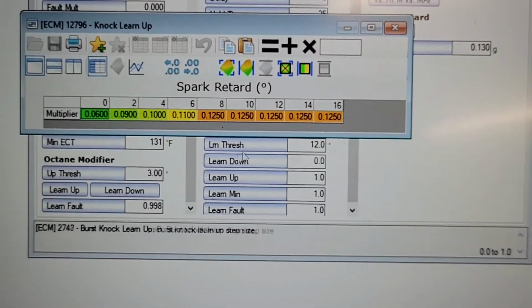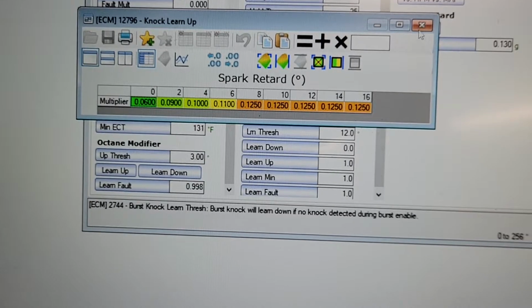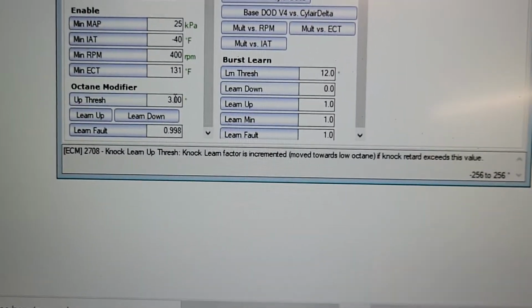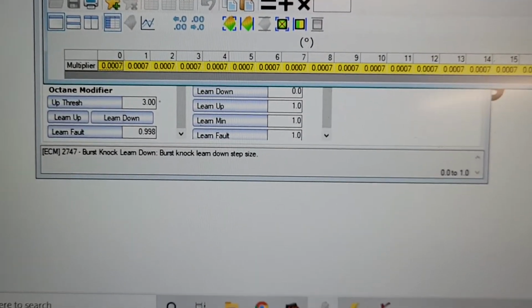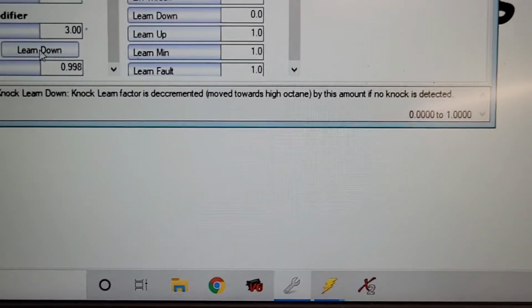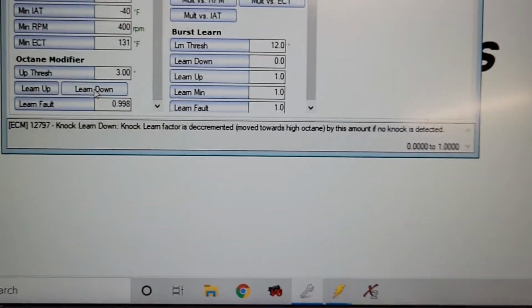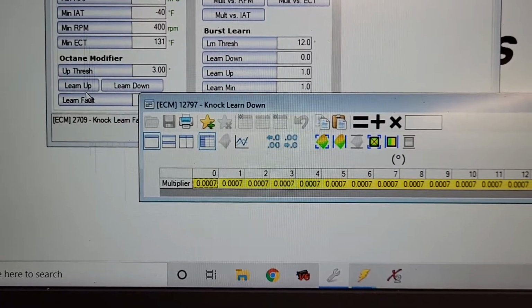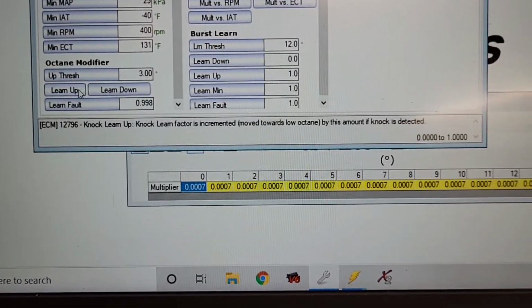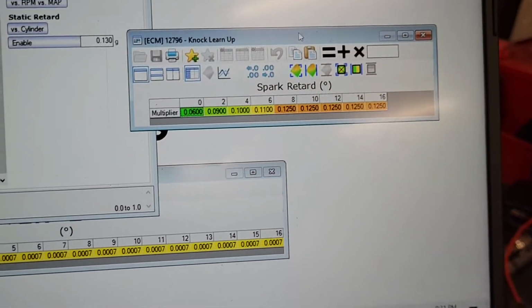Alright, so here are your numbers. You don't necessarily have to know what these are; this is just a multiplier. Now, here's the thing. Here's your learn down. Learn down is: learn factor is decremented, moved towards high octane by this amount if no knock is detected. Wait a minute, so here's this one, and here's this one.